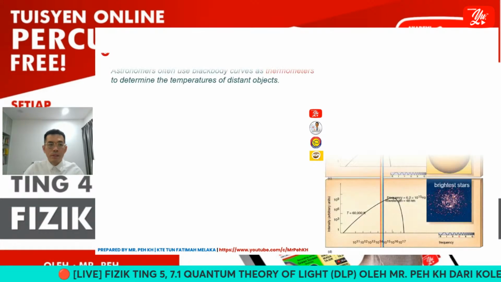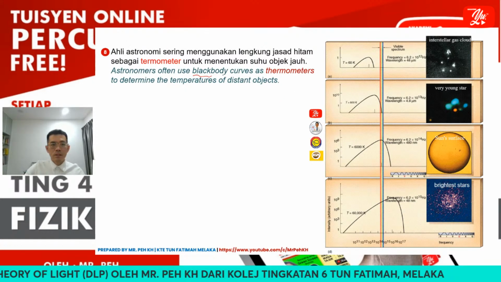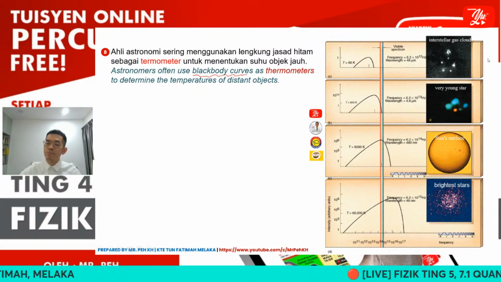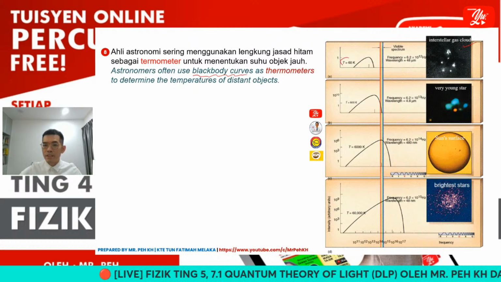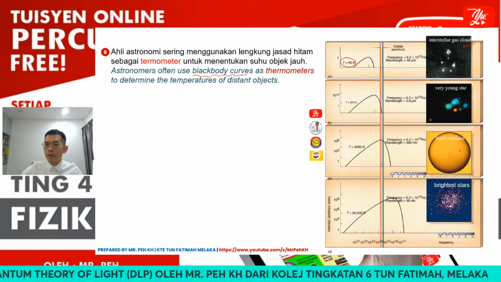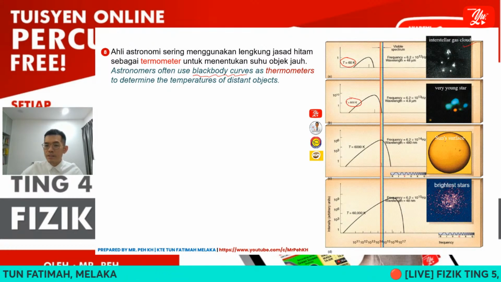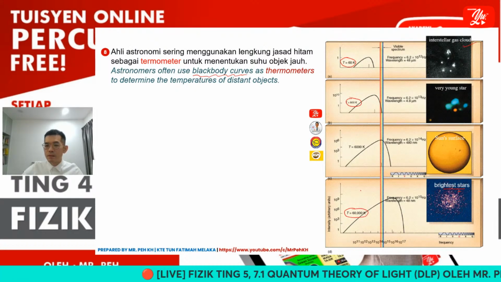Okay, so then the next will be number 8. The black body curve can be used as a thermometer to determine the temperature of a distant object. So here you can just look at this figure. The first is the interstellar gas cloud, which has the lowest temperature, compared to the very young star, which is second, with a higher temperature of 600 Kelvin. Then the next will be the sun's surface, and the brightest star will have the highest surface temperature.